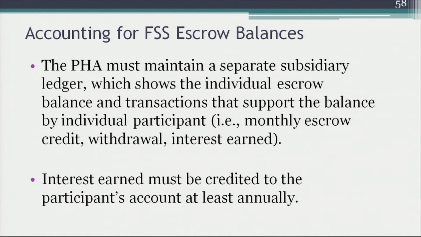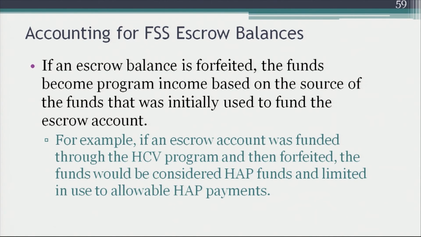Interest income must be credited to the participant's account at least annually. If an escrow balance is forfeited, the funds become program income based on the source of the funds that was initially used to fund the escrow account. So what this simply means is that if I'm an FSS participant in the HCV program and I have $5,000 in my escrow account and then it becomes forfeited, that money needs to be returned to the HCV program. Specifically, it becomes program income of the money that built the funds. In this case, it would be considered HAP funds, and the PHA would still be able to retain those funds, but it would be limited in use to allowable HAP payments.